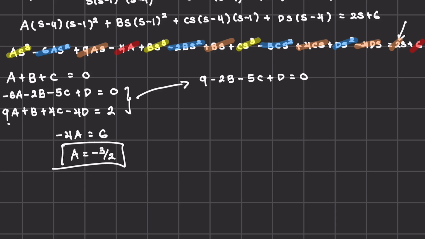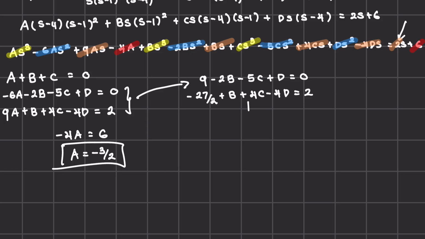And our second equation here, when we plug in a equals -3/2, let's simplify that actually. So 9 times -3/2, therefore we have -27/2, plus b plus 4c minus 4d equals 2. All right, this looks like a messy equation, but we can simplify both of these equations.